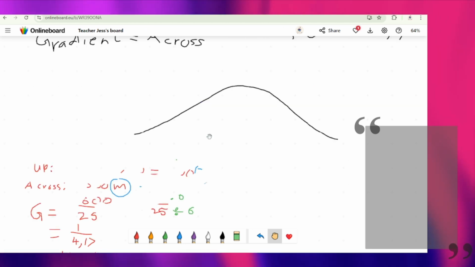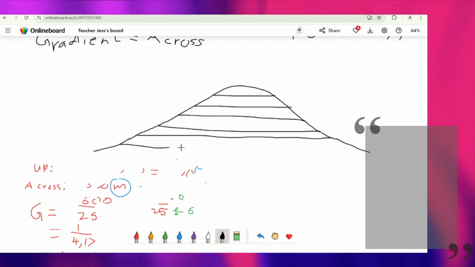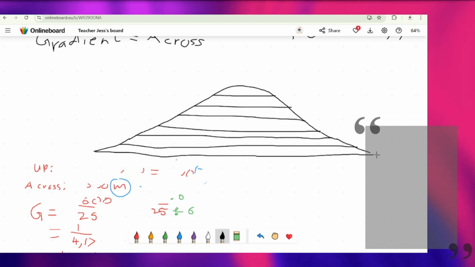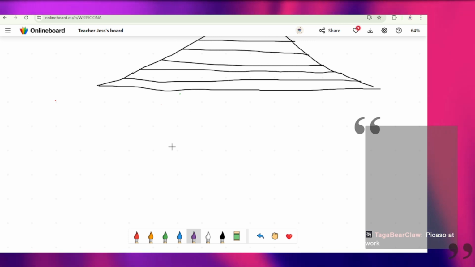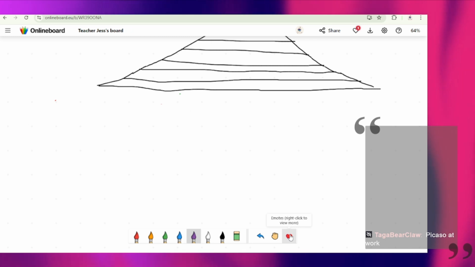Okay, so this is our new hill. They're all supposed to be the same distance from each other. That was so bad. There we go. Picasso at work. Yes, this is absolutely beautiful. This is like the best drawing I've ever created.